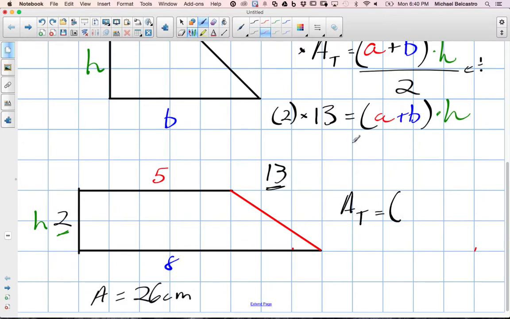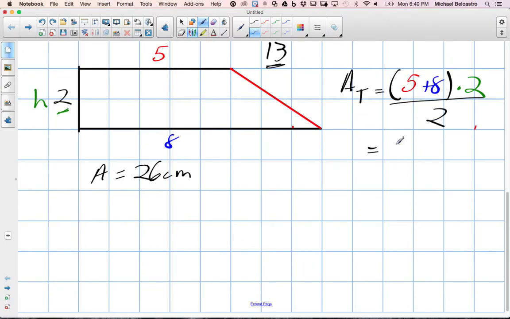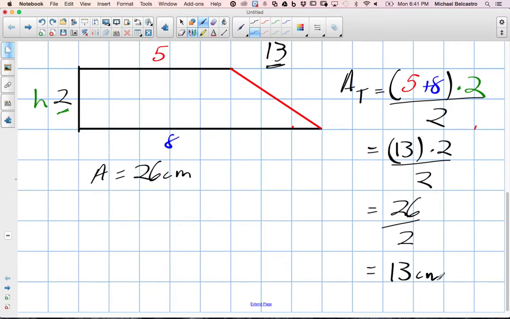We have 5 plus 8, times 2, divided by 2. What is our 5 plus 8 going to be? 13. Okay, what's 13 times 2? 26. And what is 26 divided by 2? 13. And we've now created, using our centimeter grid, one that's 13.